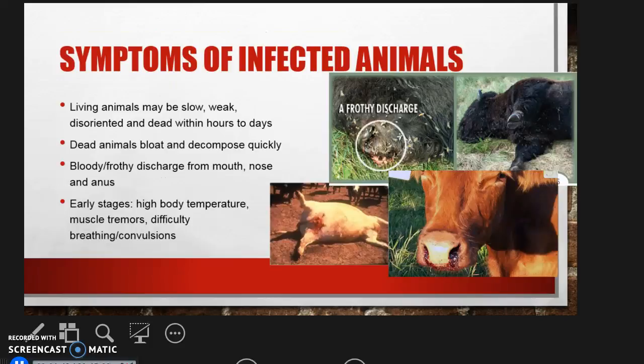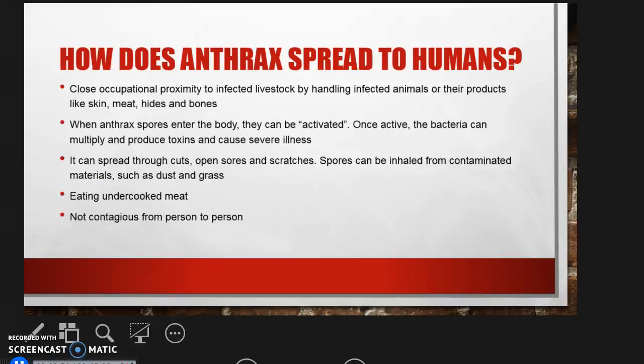Symptoms of infected animals: the living animals may be slow and weak and disoriented and dead within hours to days. Dead animals bloat and decompose quickly, and they have a frothy discharge from many of the orifices. Early stages include a high body temperature, muscle tremors, difficulty breathing, and convulsions.